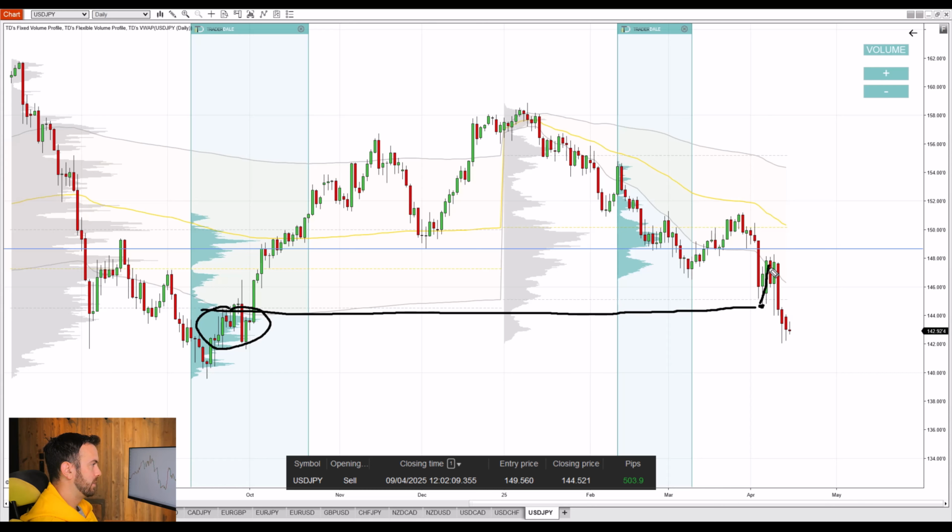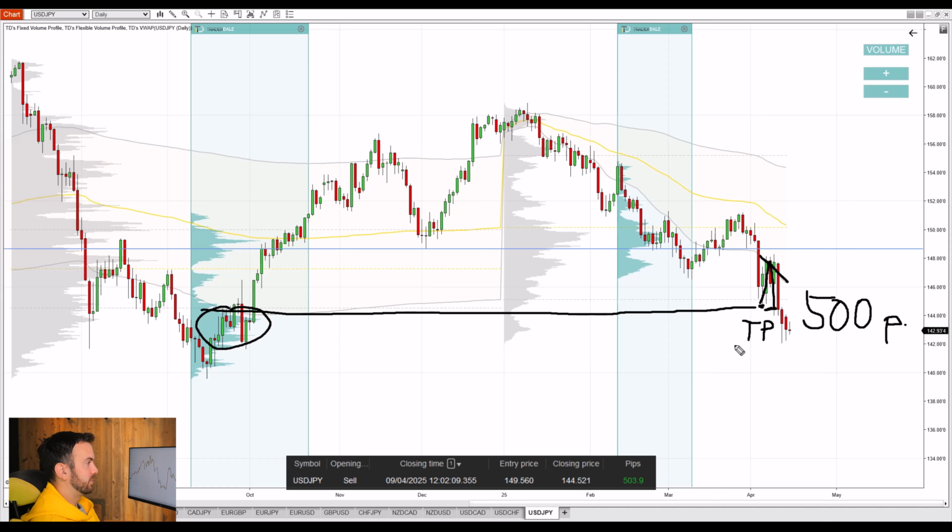The price went up. Fortunately enough, it hit that deviation of VWAP and reacted to it, and then I was able to take the full profit in here. It was over 500 pips with just a single trade.